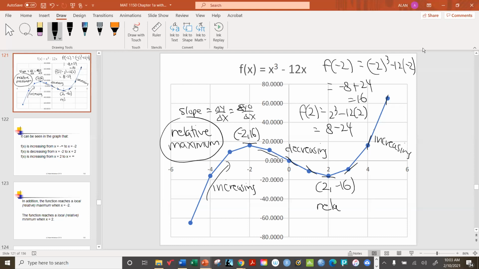It's not the absolute minimum, that would be down here somewhere. But within this immediate area, it's the smallest that the function will get. In other words, y will never fall below negative 16 in this immediate area. So we call it a relative minimum. So how can we tell with this information where the function is increasing and decreasing?